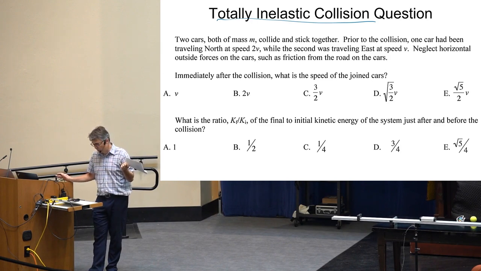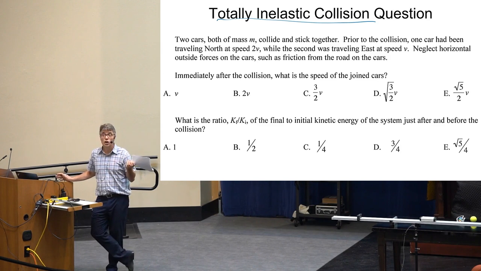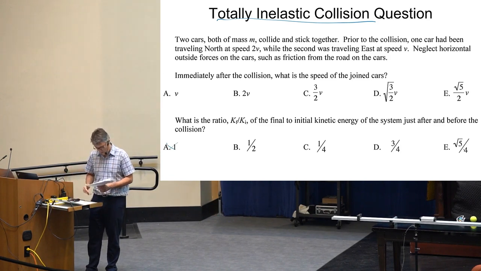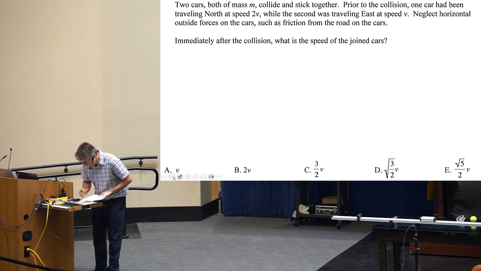You can conserve momentum here. Immediately after the collision, what is the speed of the joined cars? And then, what's the ratio of the final kinetic energy to the initial kinetic energy? So how much has been lost? Has it gone down to 1/2? I guess 1 would be elastic, so I don't think it can be that. But 1/2, 1/4, 3/4, something like that. So let's see how I'd work this out.